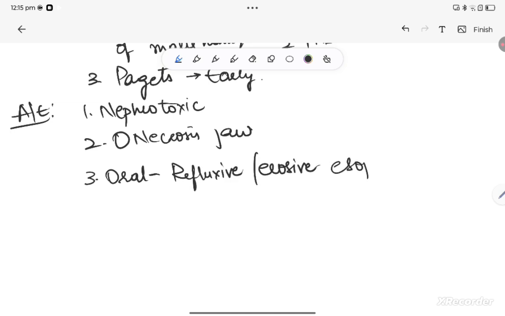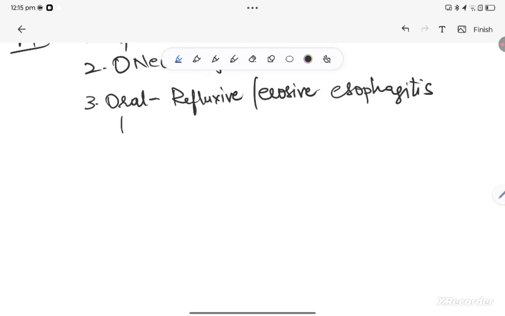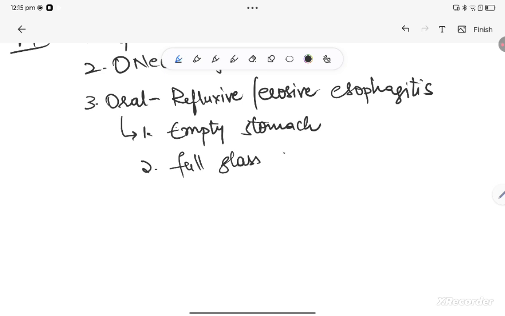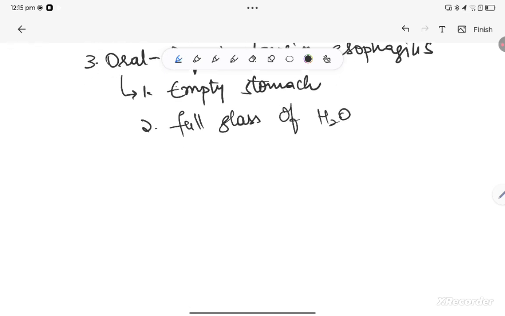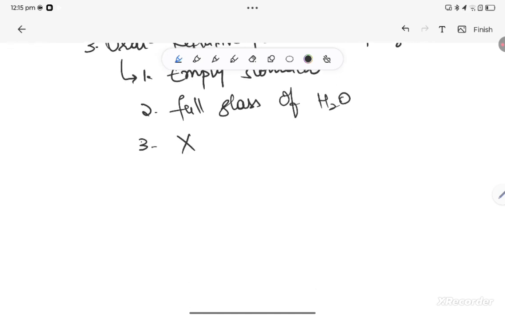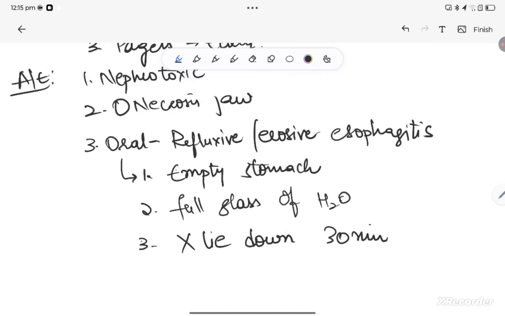The esophagitis will be so severe that we advise the patient to take them on an empty stomach, so that even regurgitation will not happen. And we'll ask the patient to take them with a full glass of water, so that gastric emptying will be very fast. And we'll also ask the patient not to lie down for 30 minutes after taking the bisphosphonates. All these are just to avoid erosive esophagitis. Clear? Now with this we have finished bisphosphonates.